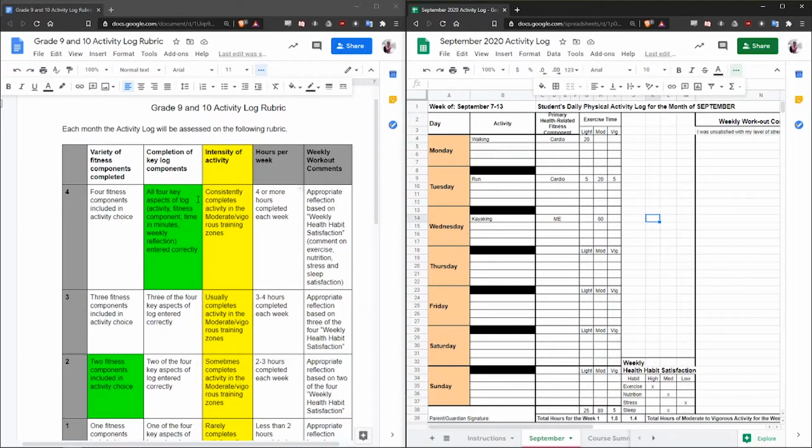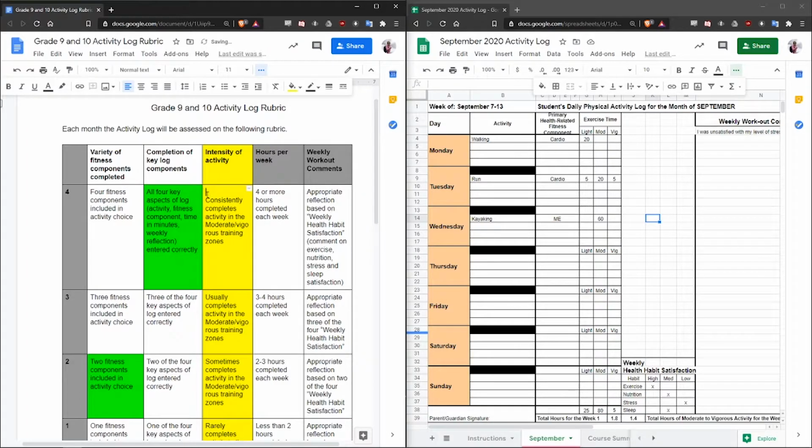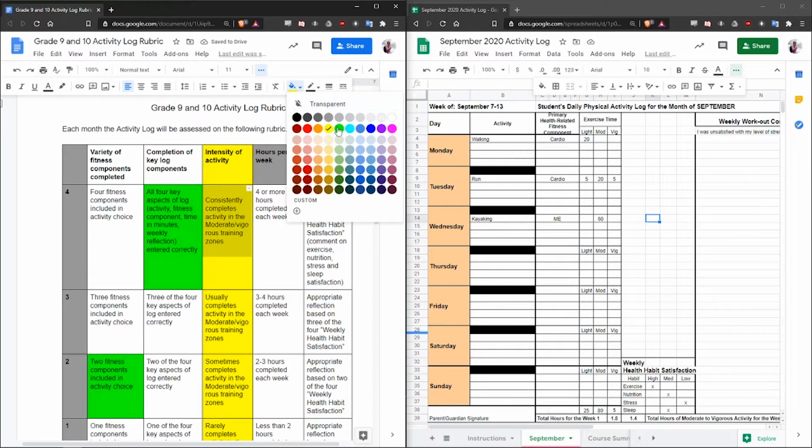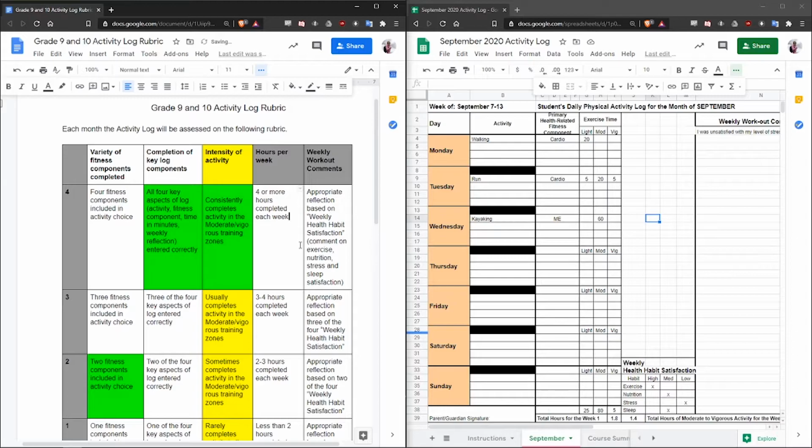Next up, we're going to be looking at intensity of activity. Now you'll notice the language is very similar to your report card: consistently, usually, sometimes, and rarely. The consistently section basically means that you're doing most of your activity in the moderate to vigorous zone. That's where we know we get way more health benefits. We want you there as much as possible. So if we look at this individual, you'll notice that the percentage of time that they're in the moderate to vigorous zone is pretty high in comparison to their total time. So for that, they are consistently being active in the moderate to vigorous zone.